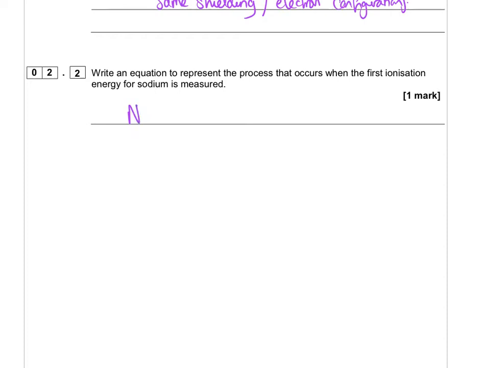So we're starting with a sodium atom and we must put that state symbol in. It's going to lose an electron to form a positive ion, which is still a gas, and there is the electron it's lost. You don't have to put a gaseous symbol on an electron.